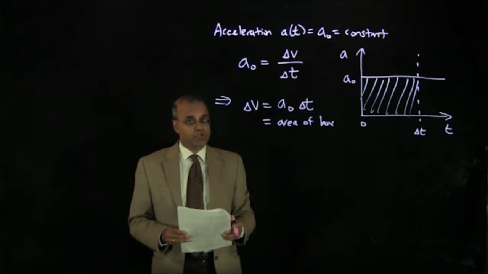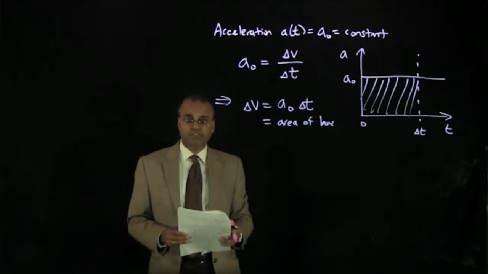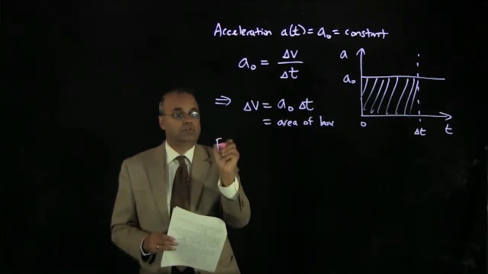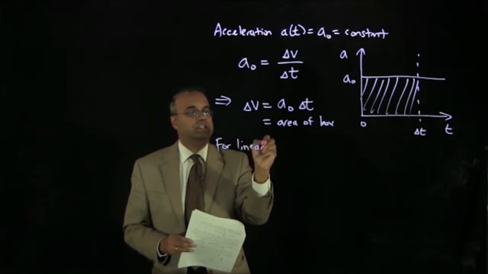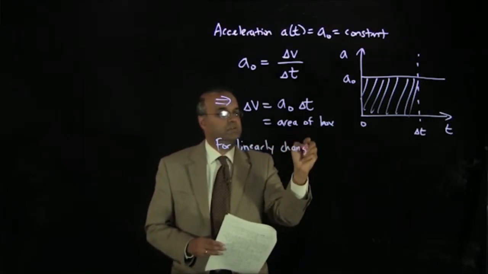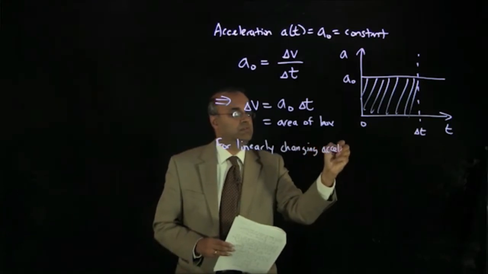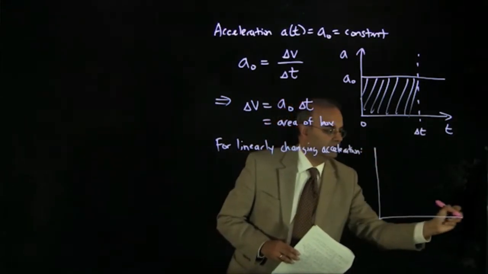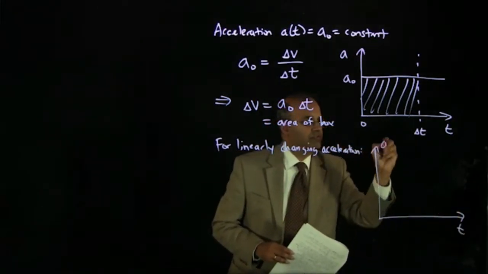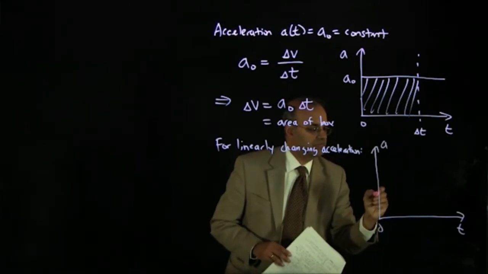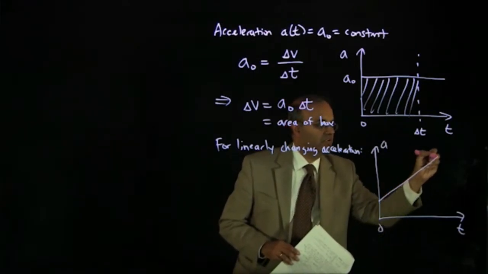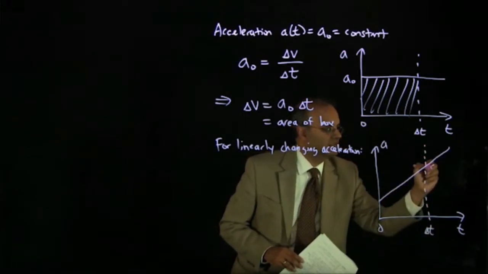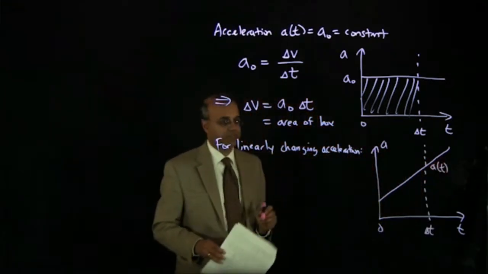Now let's consider a slightly more complicated example. Suppose the acceleration isn't constant, but is changing linearly. So for a linearly changing acceleration, I can draw this graphically as well. Here's the acceleration. This is time equals 0. Suppose the acceleration is just increasing linearly, and I'll call this time delta t. This is a of t.